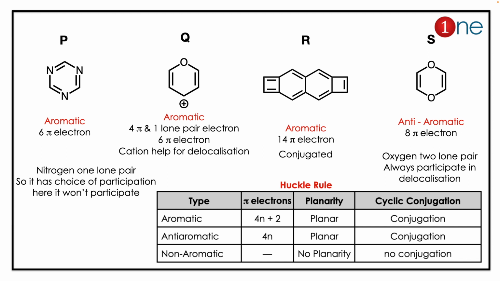S is interesting because everybody thinks it's sp3 hybridization, but due to the forced conjugation, it always participates. So 8 pi electrons, it is anti-aromatic. So S is our answer. So according to Huckel rule, S is anti-aromatic. The concept you have to learn here is you should use Huckel rule for finding aromaticity.